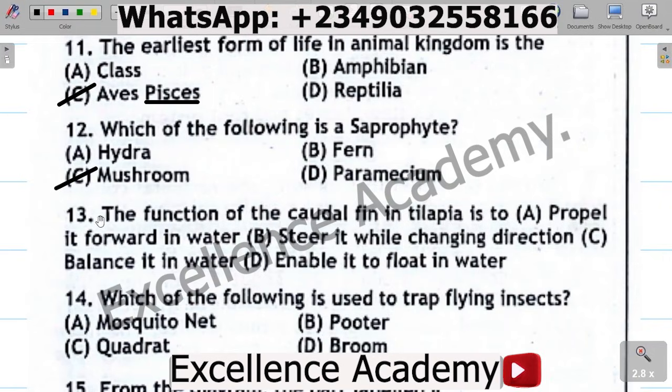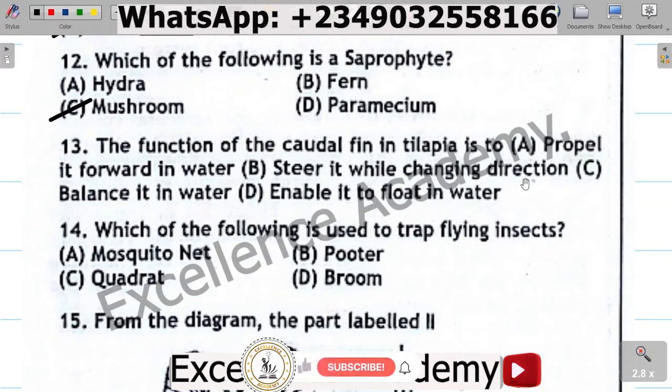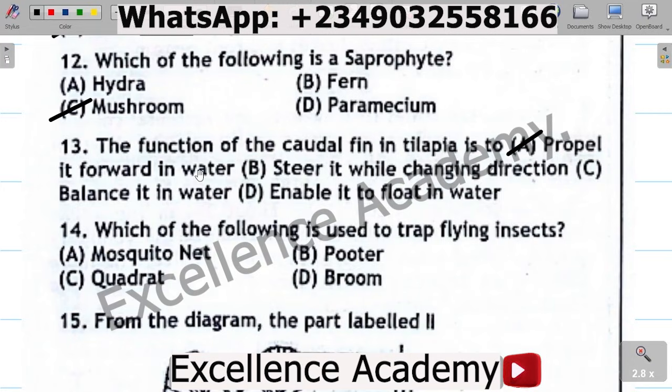Question 13. The function of the caudal fin in tilapia is to A. Propel it forward in water, B. Steer it while changing direction, C. Balance it in water, D. Enable it to float in water. The correct option is A. Propel it forward in water. The caudal fin helps in propelling movements back and front for the fish. So the correct option is A.